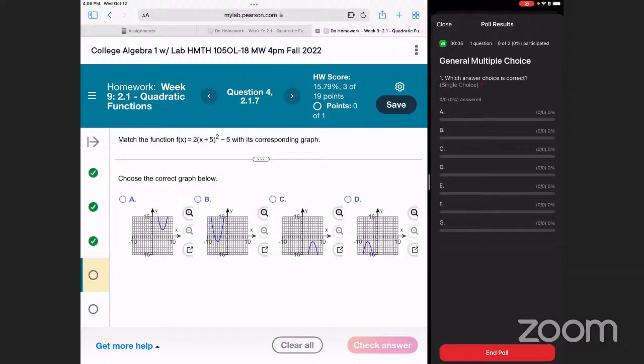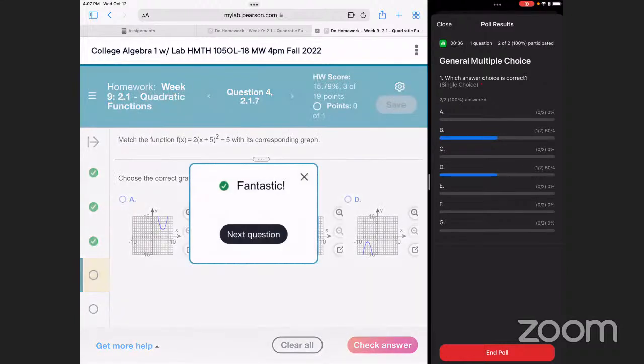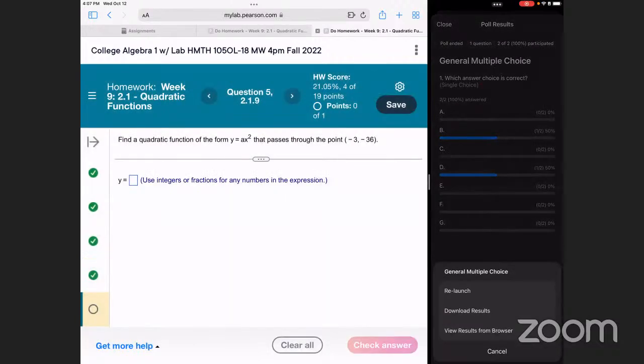It says match the function with the corresponding graph. We can still do this. Now, this is actually what's called the standard form of a quadratic: a times x minus h squared plus k. But we can still do this based on transformations. We have a U-shaped curve. It says to go left 5, down 5, and stretch vertically by a factor of 2. I think it can't be C or D because those are turned the wrong way, and A went the wrong direction. So B sounds good. Let's try another one. Relaunch.